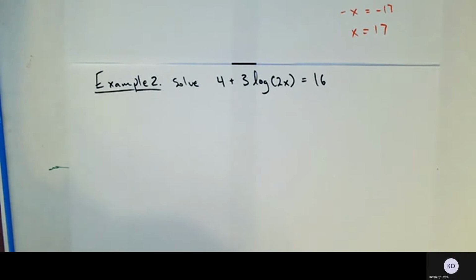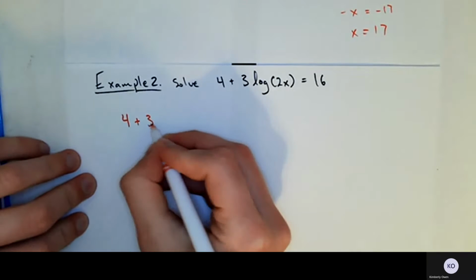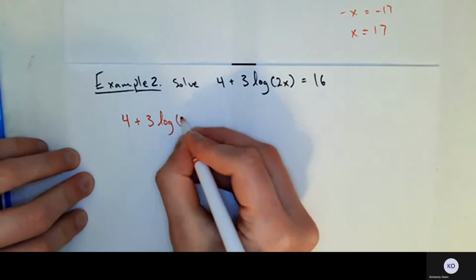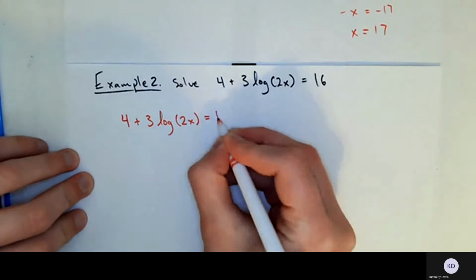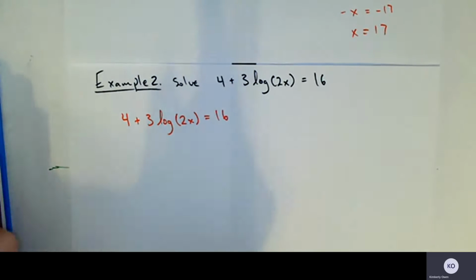Okay, so last time I said that the first thing we need to do is get anything that's attached to the outside of the log off of the log. So that's exactly what we have to do here. So Kimberly, what would we do? What operations should we do? I believe you subtract the 4. And then divide by 3, right? Right. In that order, yeah.